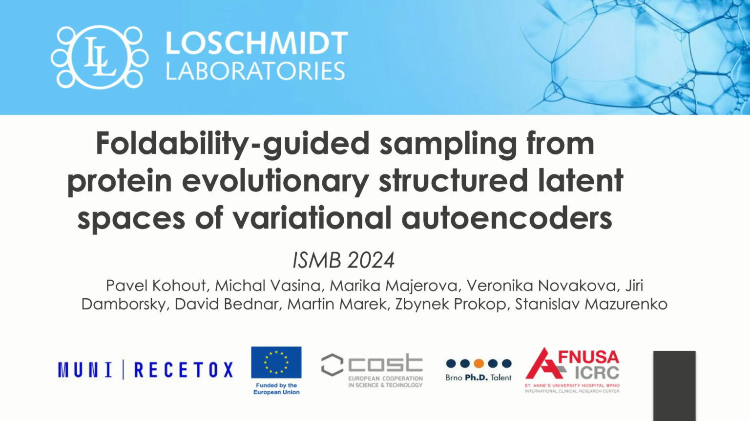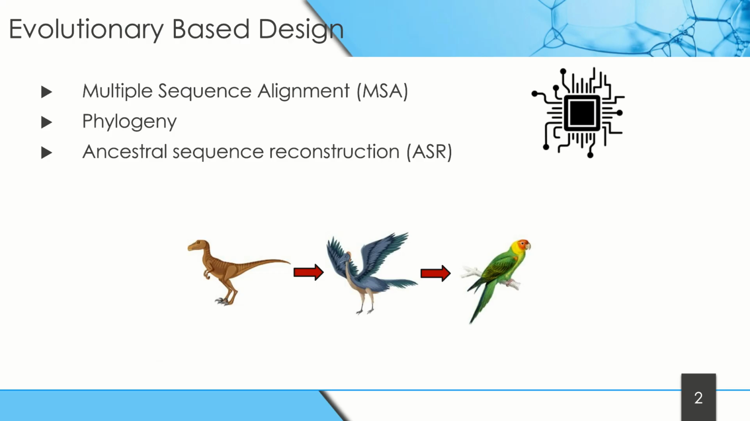And today I will present to you my poster about the topic of foldability-guided sampling from protein evolutionary structured latent spaces of variational autoencoders. The evolutionary design of protein is a computational technique inspired by the natural evolution, where the organism has been optimized under environmental pressure.